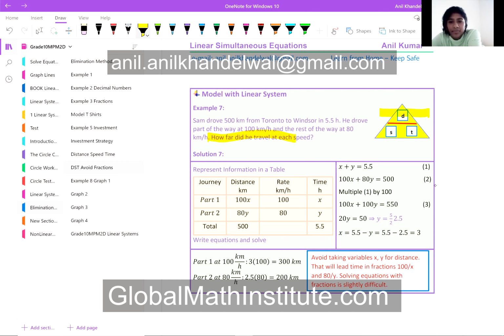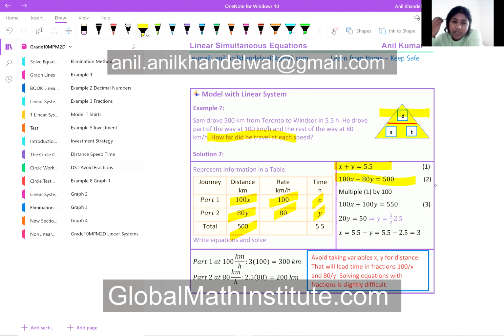So I define a variable for time. Time is x and y for me. So I can write x plus y is 5.5. You get the idea, right? Given distances 100 and 80, distance is their product. So I'm writing 100x and 80y, total is 500. Much easier. See, now equation number 2. So we have straight away the equations x plus y equals 5.5 and 100x plus 80y is 500, and now you solve it. You get the idea.